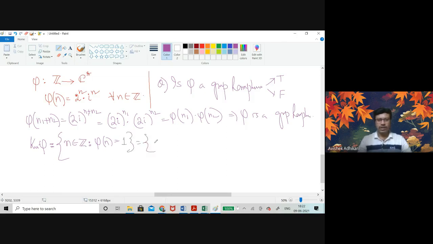So all such elements n belong to Z. What is phi of n? 2 to the power i to the power n should be equal to 1. And then what should be the value of phi, for which values of this n?